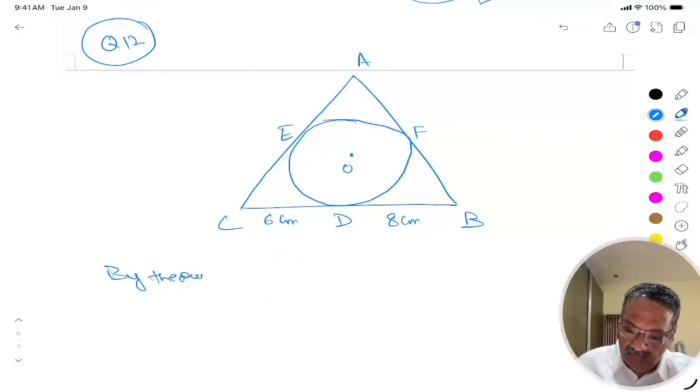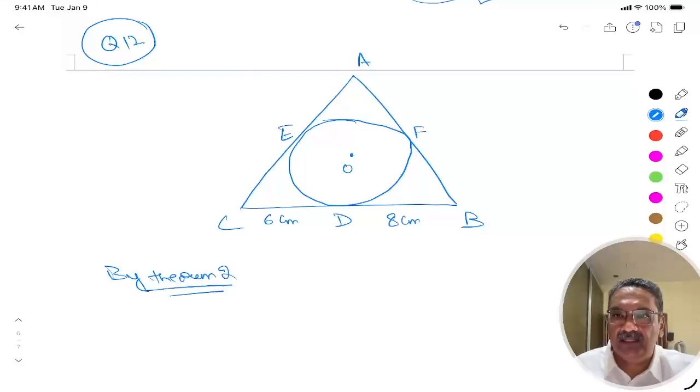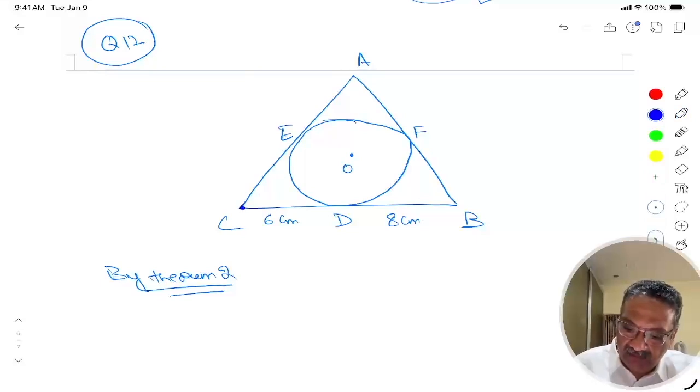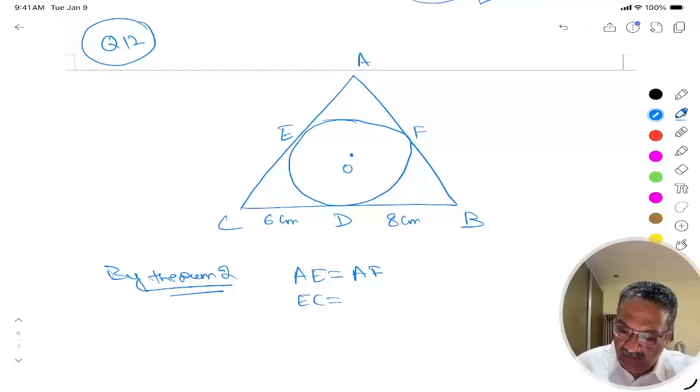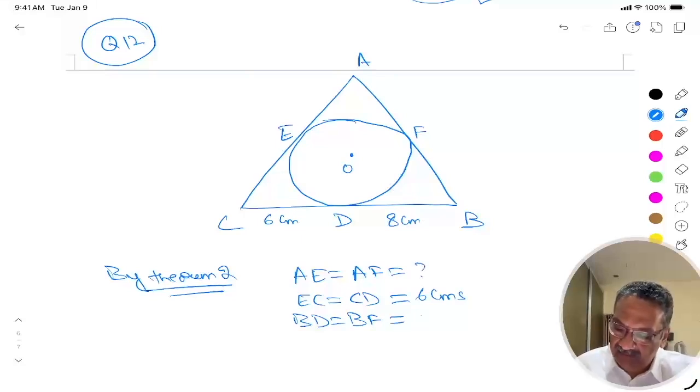By theorem 2, what does theorem 2 say? The lengths of tangents from an external point are equal. So we can see that external point C is there. CE is a tangent and CD is a tangent, so these two lengths CE and CD will be equal. Similarly, from B, BD is a tangent and BF is a tangent, so these two will also be equal. Similarly, from A, AE is a tangent and AF is a tangent. So we have AE equal to AF, EC equal to CD, BD equal to BF. But what is the value of CD? CD is equal to 6 centimeters. And BD is equal to 8 centimeters.